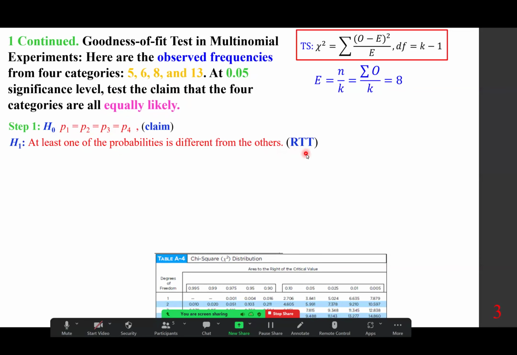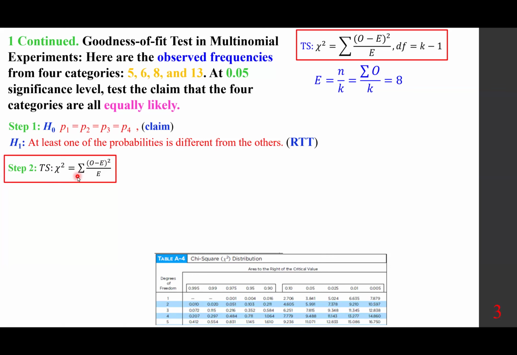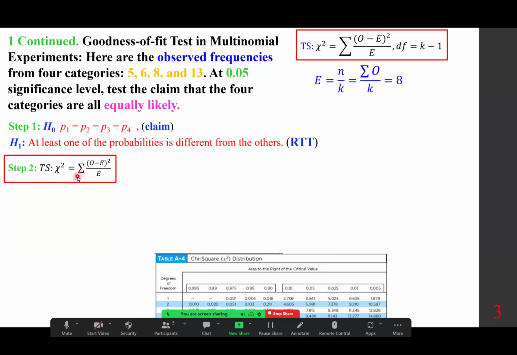The second step is to calculate the test statistic. Again, it's a small data set. We can do it by hand. Needless to say, you don't have to do this by hand, but I want to show you the work. So according to this formula, (observed minus E) quantity squared over E. For the first category, it is 5, so 5 minus 8 quantity squared divided by 8. The second one, 6 minus 8 quantity squared divided by 8, and so forth.